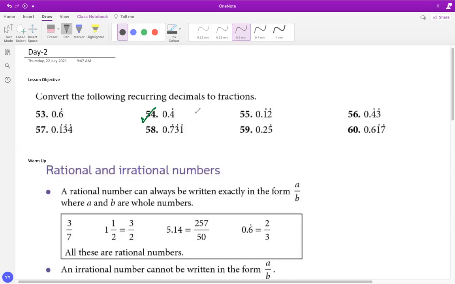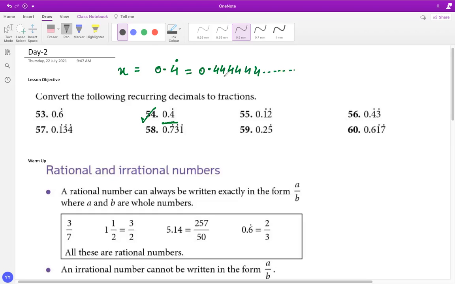So the next example is, let's say, 0.4 recurring. I can take that this value is x, whatever the fraction is, is x. And so I can rewrite this as 0.4444 and so on and so forth.